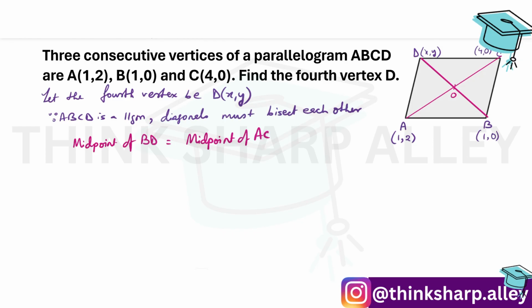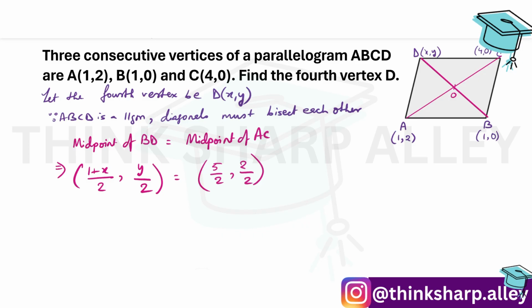Now how to find the midpoint of BD? Apply the midpoint formula. So we have (1 plus x by 2, y by 2). And what is the midpoint of AC? Again, we will use the midpoint formula. So here we have 1 plus 4, the sum of the x-coordinates, by 2, and again 2 plus 0, that's 2 by 2.